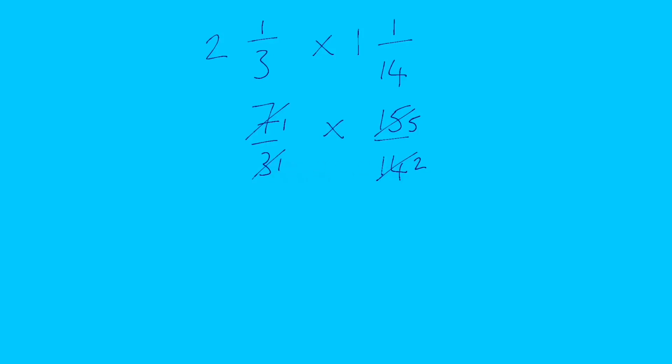So what we do now is we multiply the numerators together and then the denominators. So we have 1 times 5, which is 5. And then we have 1 times 2, which is 2.